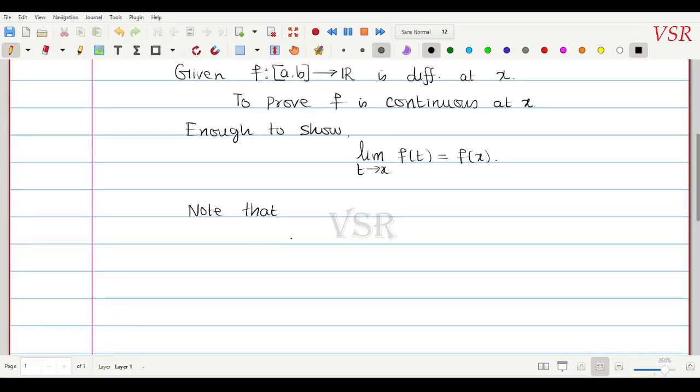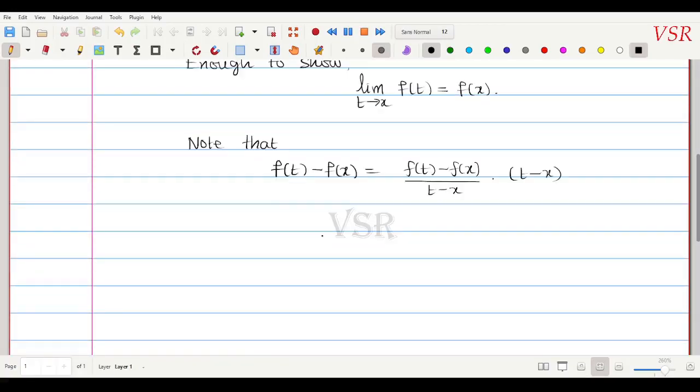f of t minus f of x. இதை நான் எப்படி எழுதிக்கலாமா? this is equal to f of t minus f of x divided by t minus x into t minus x. Okay, இது ரெண்டு cancel ஆயிரும். We will have this condition. So this implies that limit t tending to x, இதை bracket எழுதிக்கிறோம், f of t minus f of x which is equal to limit of t tending to x. Okay, so we'll have this below.